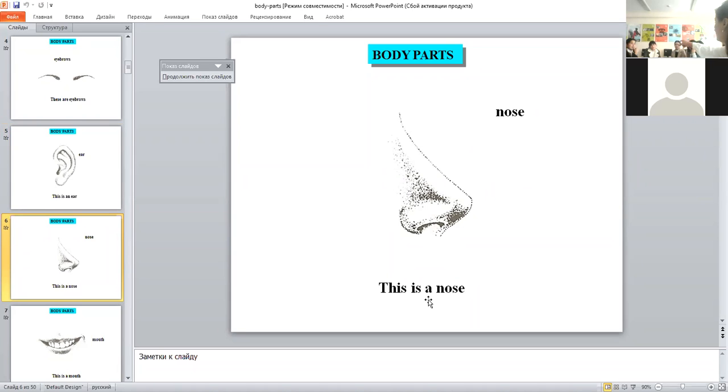Nose. Excellent. Good. Very correct pronunciation. You pronounce the word nose very correctly. It is correct enough. It is nose. Look at my mouth when I pronounce a new word. Okay? And nose, pay attention to this word.